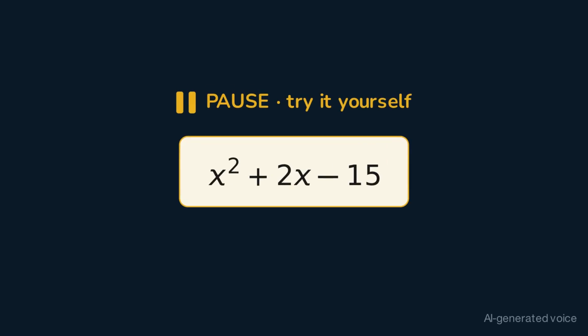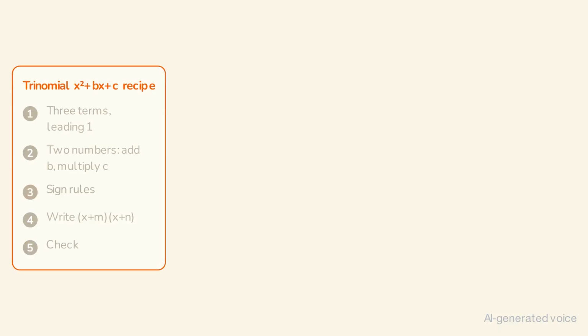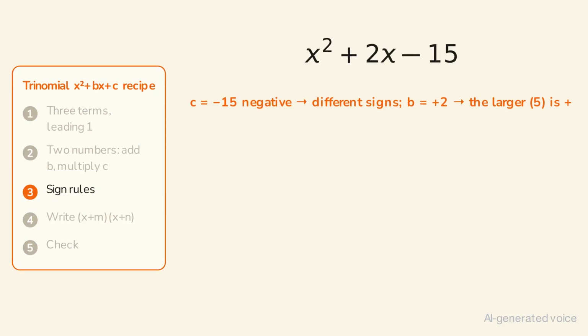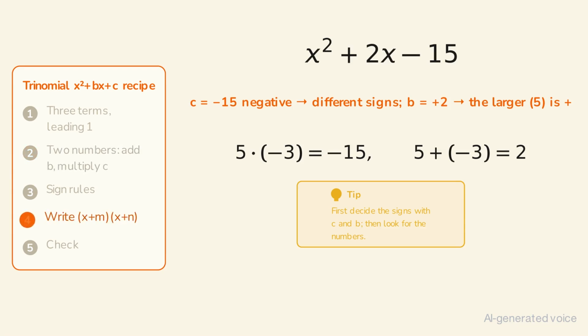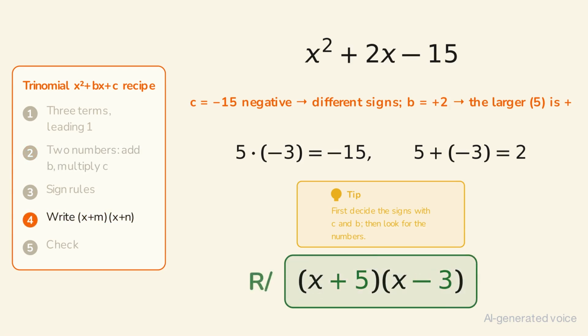Your turn. Factor x squared plus 2x minus 15. Think which two numbers multiply to minus 15 and add to 2. Take a few seconds. Since c is minus 15, which is negative, the signs are different. And since b is plus 2, the larger number, 5, takes a plus. We look: 5 times minus 3 gives minus 15, and 5 plus minus 3 gives 2. So the answer is (x plus 5) times (x minus 3).